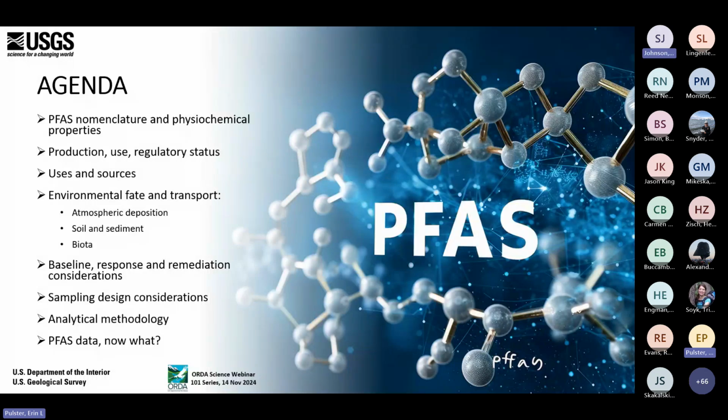And then some of the considerations that should be taken into account when designing studies and moving forward in terms of baseline considerations, how to respond to spills in the environment, and ways to remediate, or things to consider when you're thinking about remediation efforts. And also the sampling design considerations. A lot of these overlap quite nicely, but I will point out and highlight some important design considerations, analytical methodology, and then what do you do when you get the data and what does it mean?